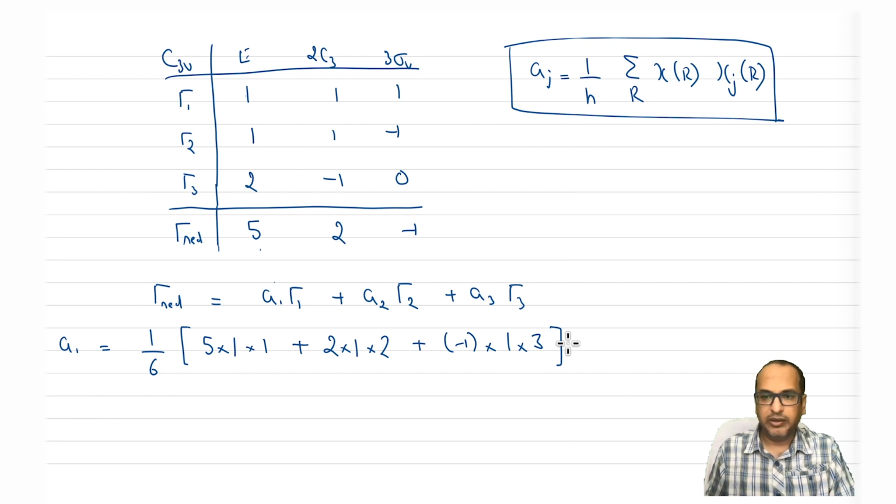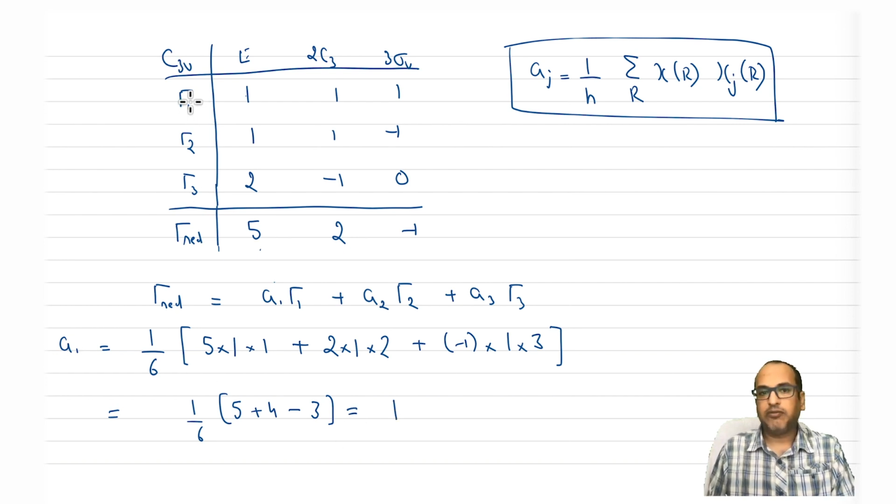Now what do we get here? This is 5 plus 4 minus 3, right, divided by 6. So what do we have here? 1. So A1 is 1. That means the contribution of tau 1 into this reducible representation is 1 time, right? So, okay, let's go ahead and do it for A2. So let's do it here.